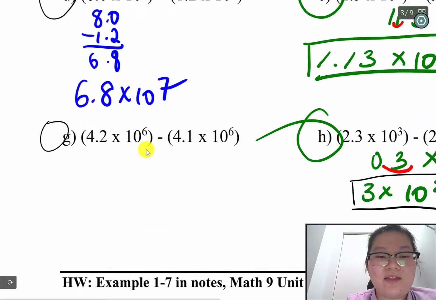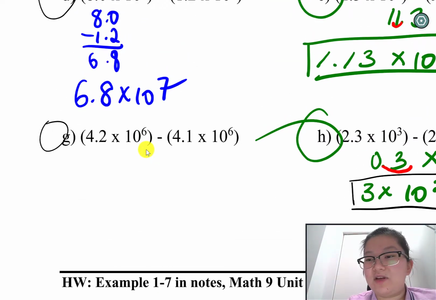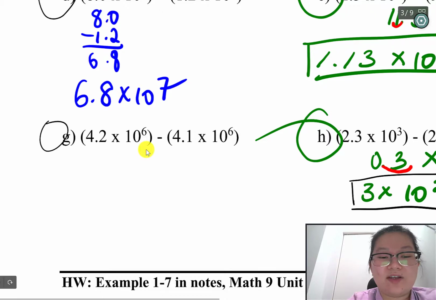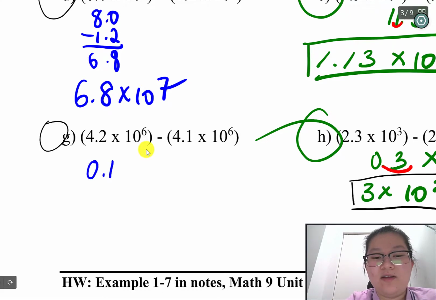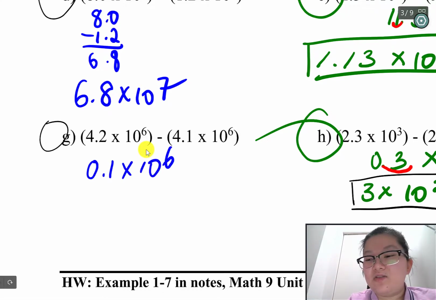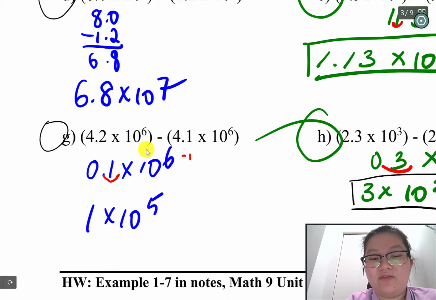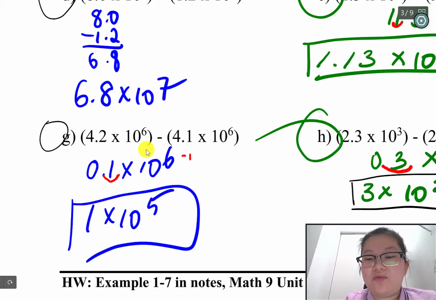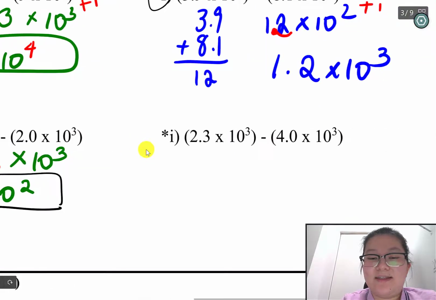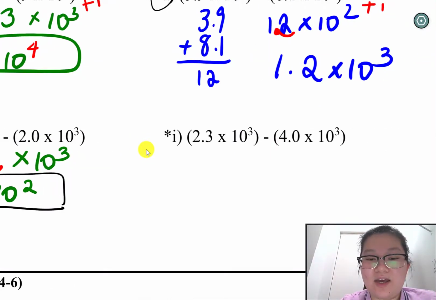And then over here, I get a similar case as h, where after I subtract these two, I'm going to get 0.1 times 10 to the power 6. To write this in proper scientific notation, I have to borrow one of these 10s over here to give me 1 times 10 to the power of 5. Whew, all right. Last but not least, I. So let's do I together.